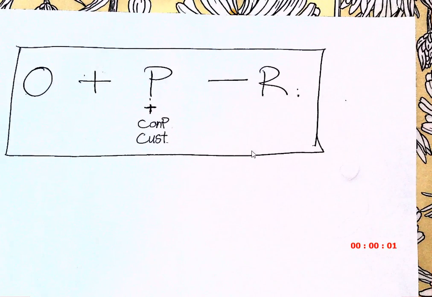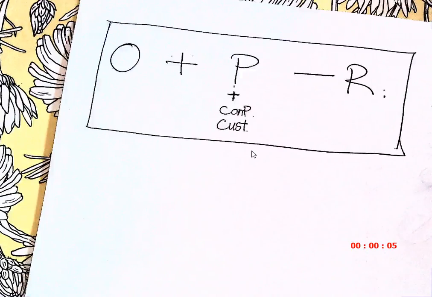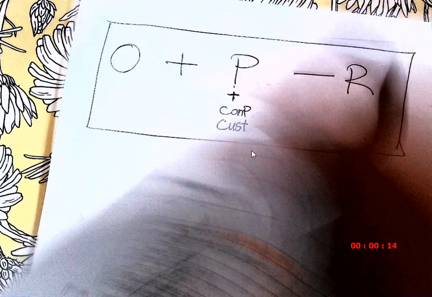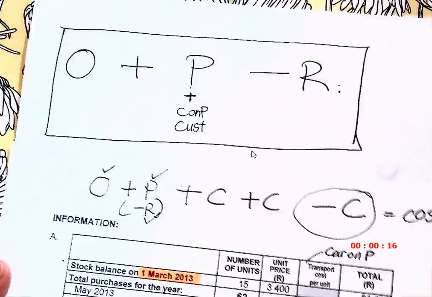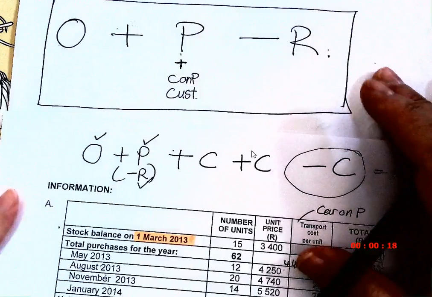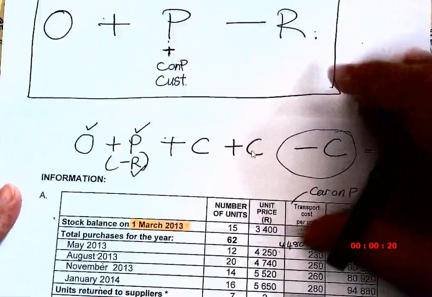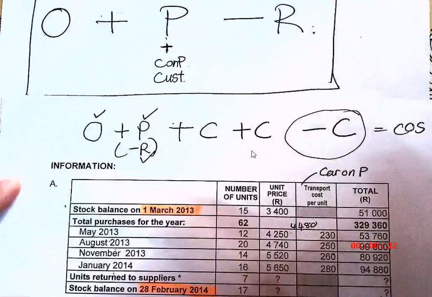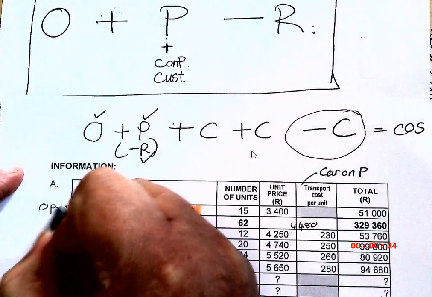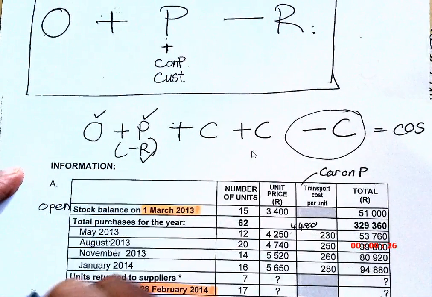If I look here at the info, which is now gone. Who took my info? Who took it? Yeah. If I look at this info, can you see there is the opening stock and there is the closing stock, right?